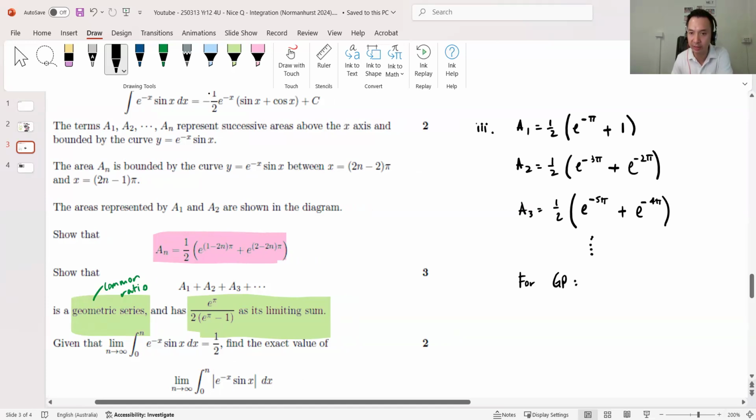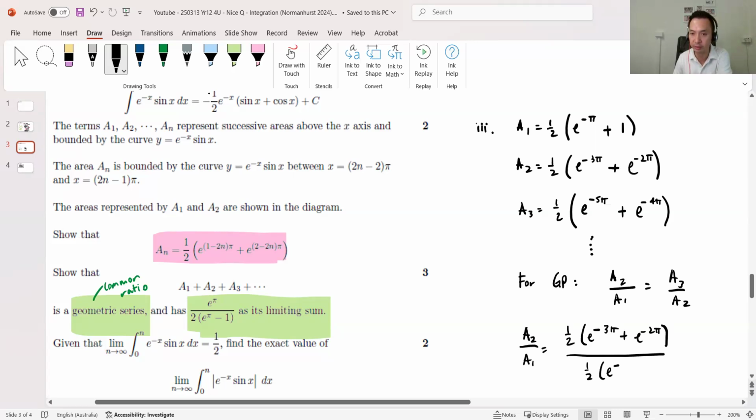GP, right? I need the ratio of A3 on A2. Also maybe we'll go A2 on A1, equal to A3 on A2, right? That's what I want. So now A2 on A1 equals half e minus 3 pi plus e minus 2 pi all over half e minus pi plus 1.